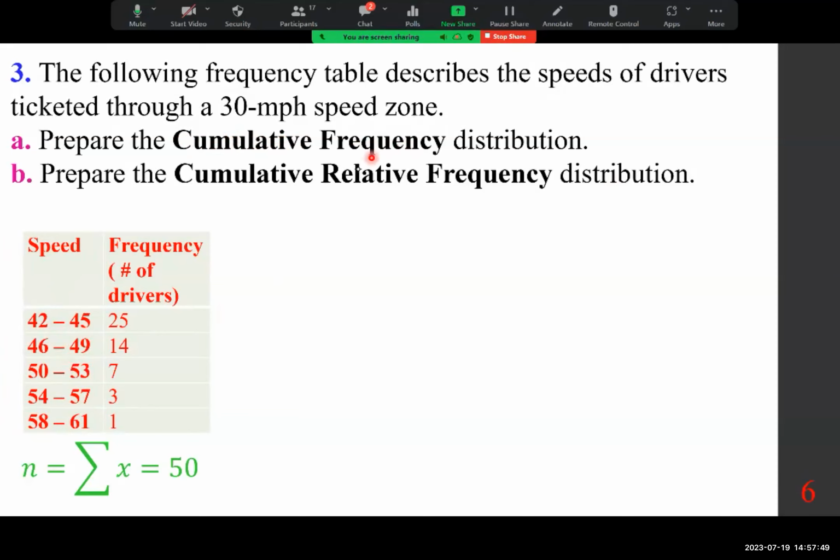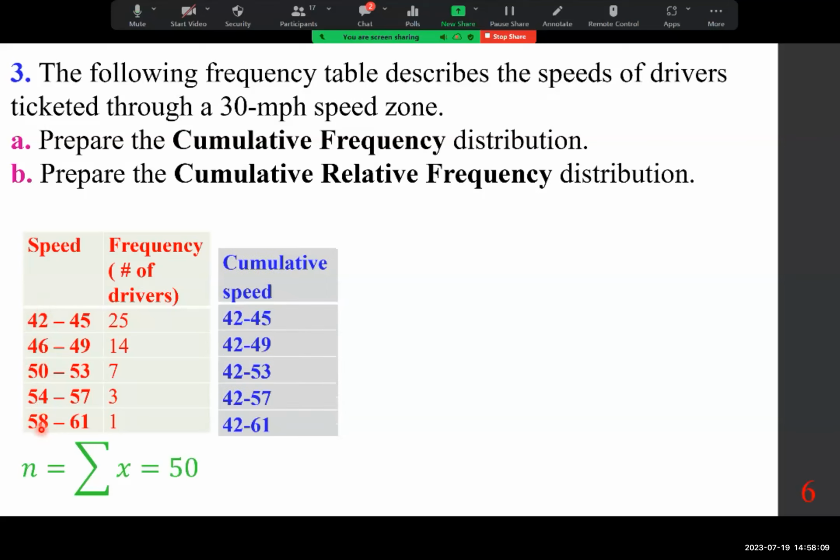But when it comes to cumulative, you start from the very first one, 42, in each and every one of them. Again, there are other ways I'm going to discuss, but this is the fastest and best way. So all of them, the initial value, the lower limit will be 42. So all of them change the lower limits to the lower limit of the first class because of this fold.